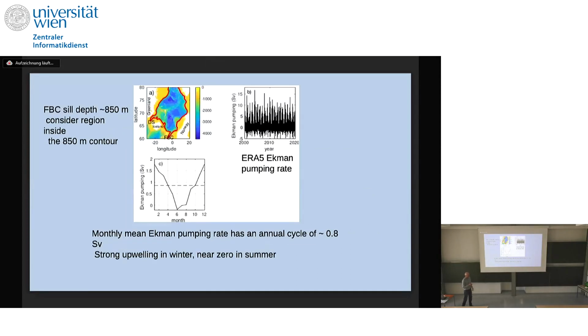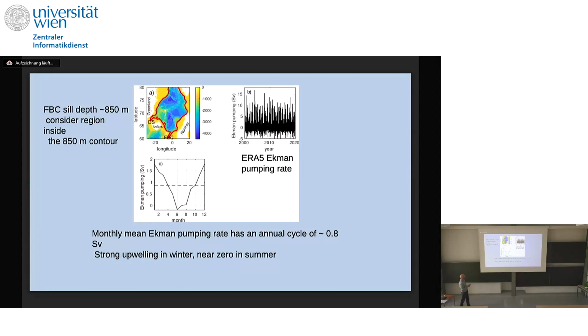All right, so just to put some numbers to things, here is our Nordic Seas. This red contour is the 850 meter isobath, which is the depth of the Faroe Bank Channel. Denmark Strait is a little shallower, about 650 meters. That's going to turn out to be important later on.